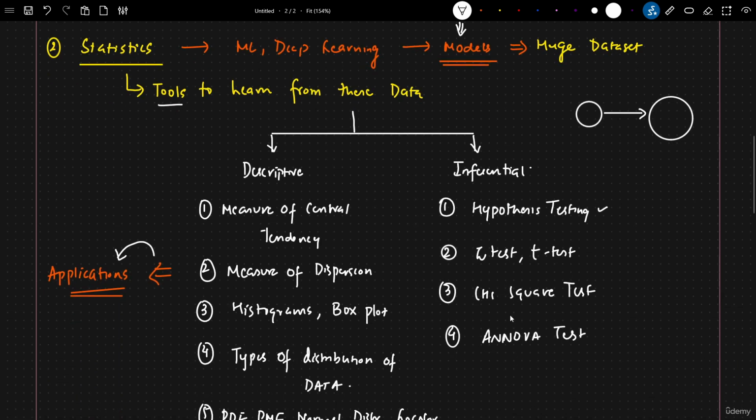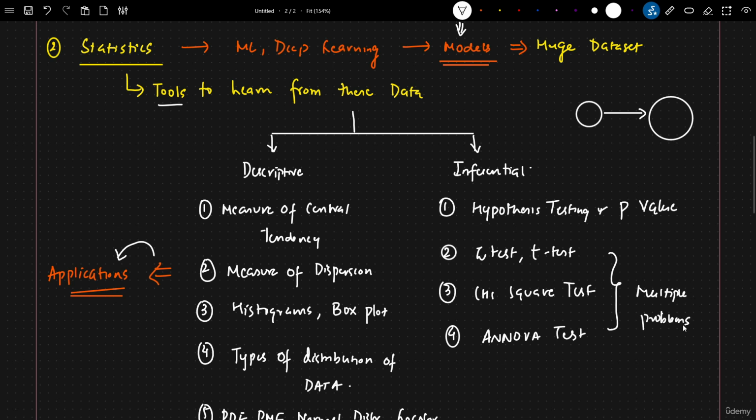We talk about different types of hypothesis testing. Along with hypothesis testing, you'll be seeing something called p-value. We'll be talking about z-test, t-test, chi-square test, ANOVA test. Here we will be solving multiple problems, right?